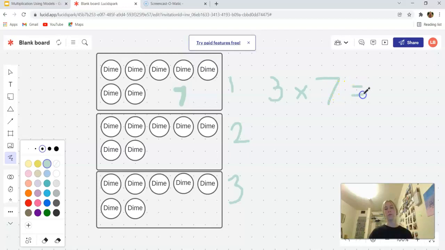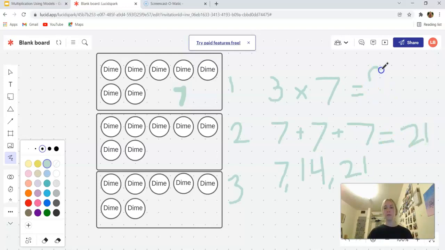Another way we might think about multiplication is thinking of it as repeated addition. We are really taking 7 plus 7 plus 7. And then we can skip count to find our answer. So let's skip count. 7, 7 plus 7 equals 14, plus 7 equals 21. So 7 plus 7 plus 7 equals 21, which means that 3 times 7 equals 21.